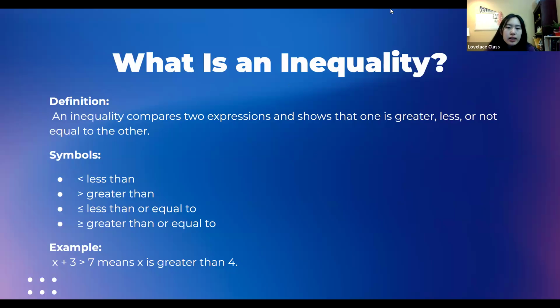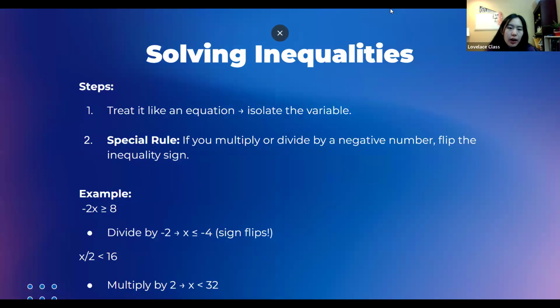So this is solving inequalities. How do we solve an inequality? Well, we just gave an example, but for inequalities, you can kind of treat it like an equation, right? You want to isolate the variable through adding, subtracting, multiplying, dividing, just through your operations. But for inequalities, unlike equations, we have a special rule. If you multiply or divide by a negative number, then you have to flip the inequality sign.